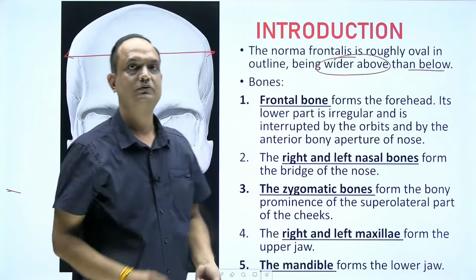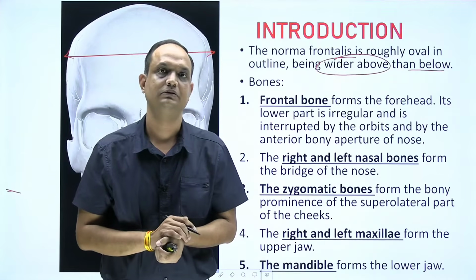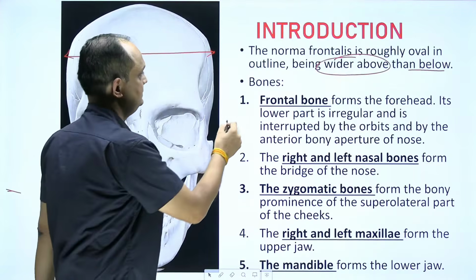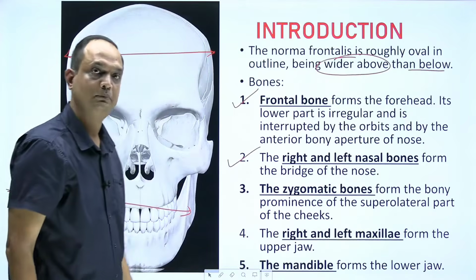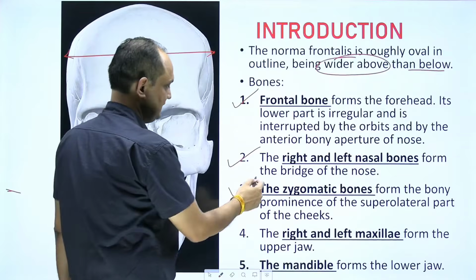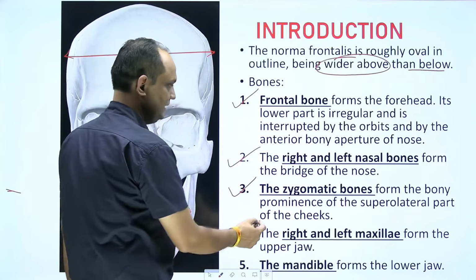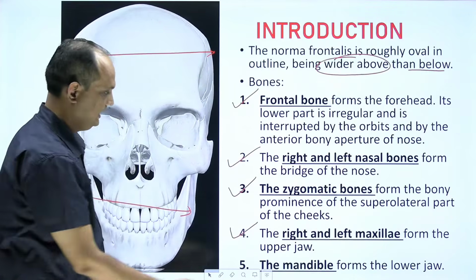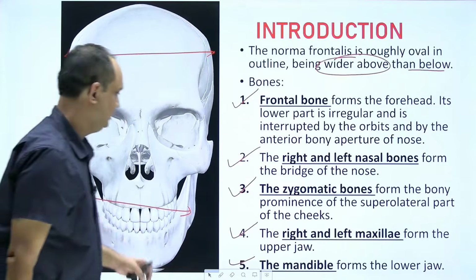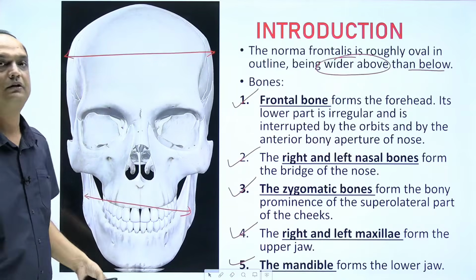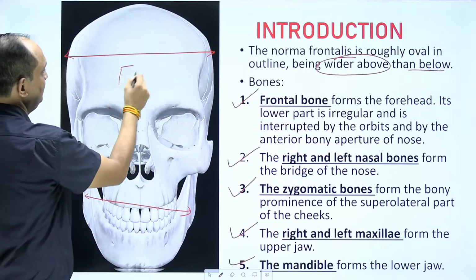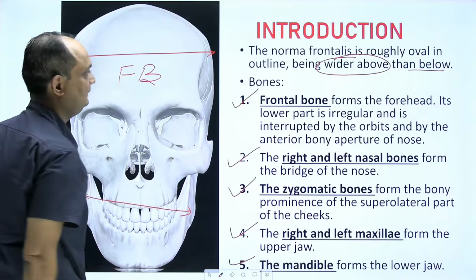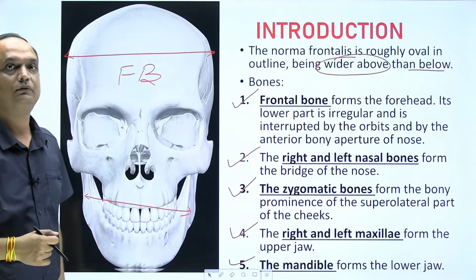Now what are the bones we will have in this Norma Frontalis? The first is the frontal bone, then you will have the right and left nasal bones, the zygomatic bones, the right and left maxilla, and the mandible. Now if you see in this Norma Frontalis, this is your frontal bone. You know that the frontal bone is a single bone which is present in the forehead.